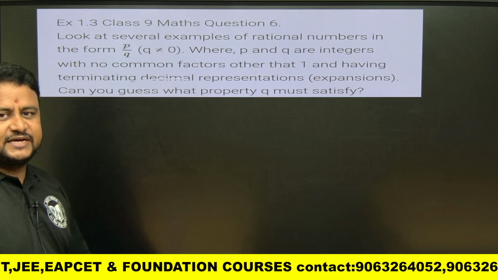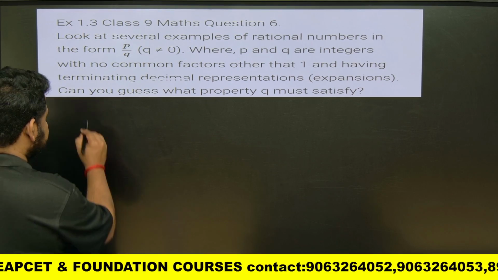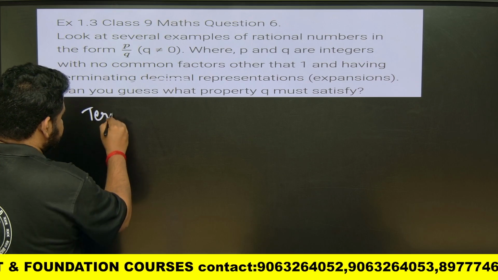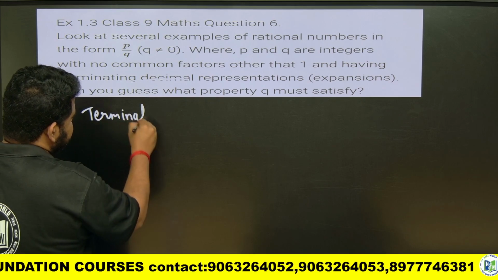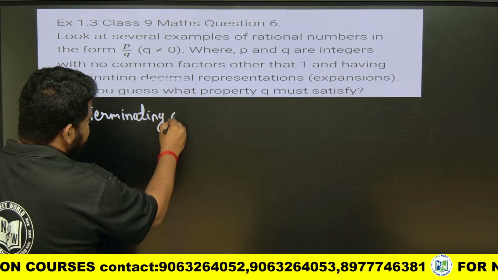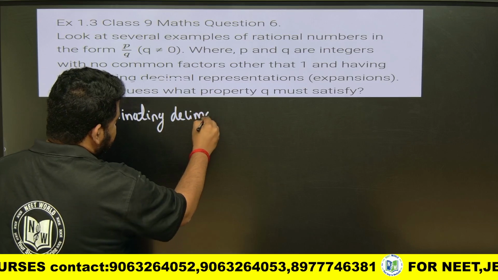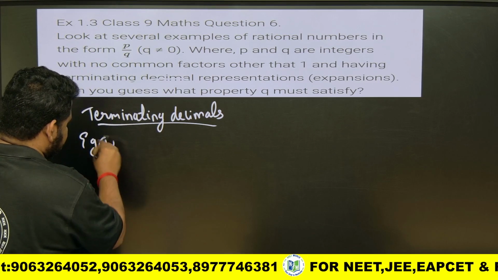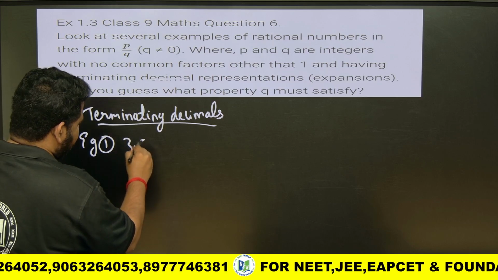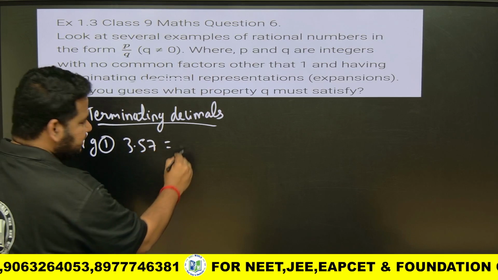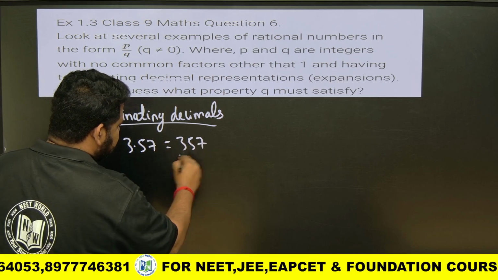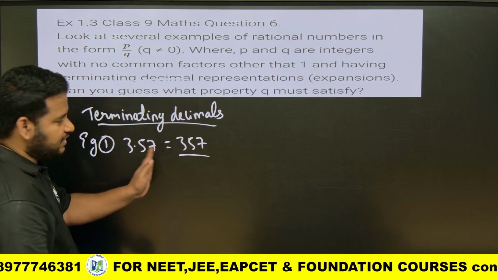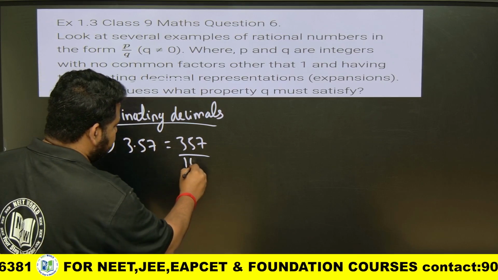Okay, so let us take examples of terminating decimals, which are rational numbers. Terminating decimals are rational numbers only. Let us take example 1: 3.57. This can be written as what, friends? 357 divided by, after the decimal point, how many digits are there? 5, 7, two digits. So I should write 1 followed by 2 zeros.